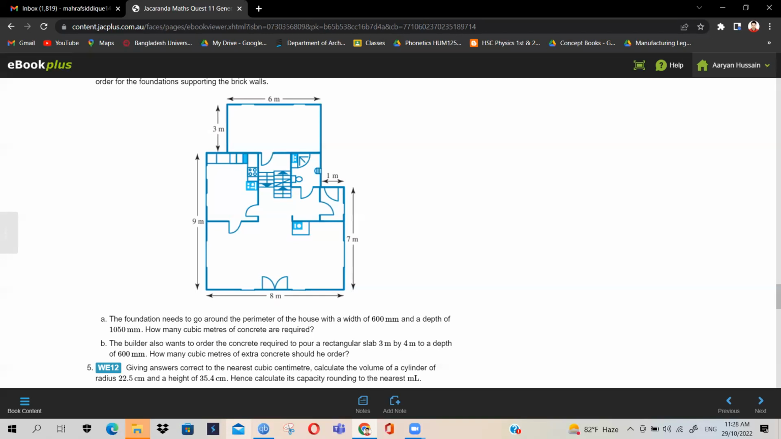Oh okay, that makes so much more sense. So around the perimeter, there'll be an outer perimeter of that concrete, and then there'll be another perimeter 600 millimeters smaller. No, actually not like that.